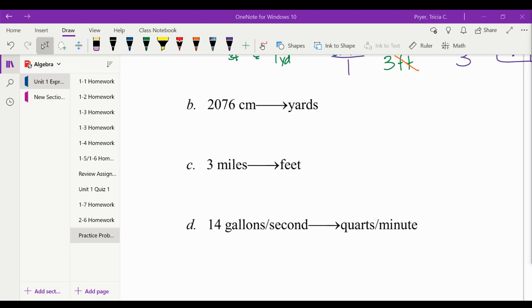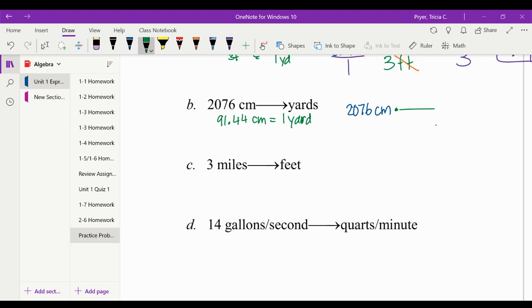So I need to know how many centimeters are in a yard. Here we go. The conversion factor we would want to use is that there are 91.44 centimeters in 1 yard. Okay. And then when we do that, I'm taking my 2,076 centimeters and I'm going to multiply it by the conversion factor.